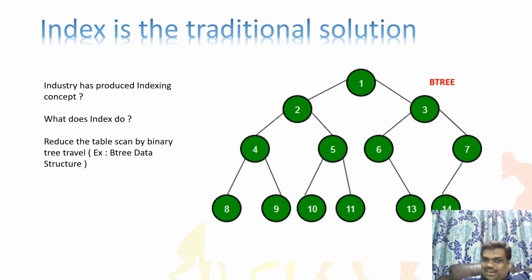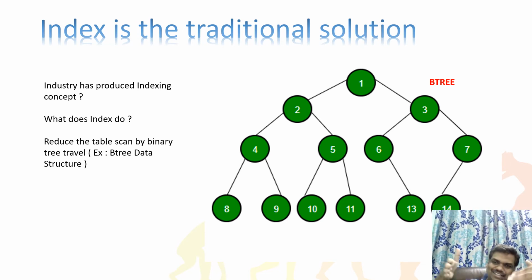You see that 1 has two children, 2 and 3. 2 has two children, 4 and 5. 3 has two children, 6 and 7. That keeps going. So when we divide like this, I will eliminate the number of table scans by 50%, so that the search operation will be very fast. This is one example of an index.